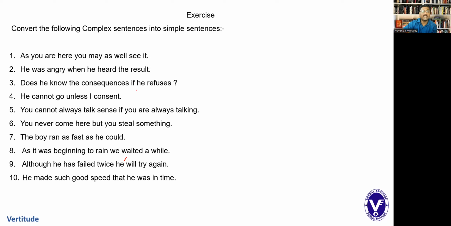The boy ran as fast as he could. The boy ran very fast. As it was beginning to rain, we waited a while. We waited a while as it was raining. Although he has failed twice, he'll try again. Having failed twice, he will try again. He made such good speed that he was in time. He reached on time.